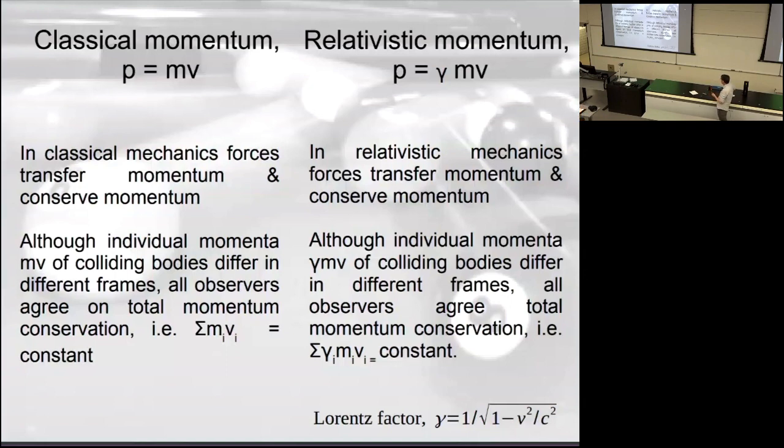What about relativistic momentum? In relativity, the momentum, rather than being the product of mass and velocity, is the product of mass, velocity, and the Lorentz factor. That's the only difference. So that's the only change. And if you think about that, the Lorentz factor, which is 1 over the square root of 1 minus v squared over c squared, for everyday speeds is just 1.